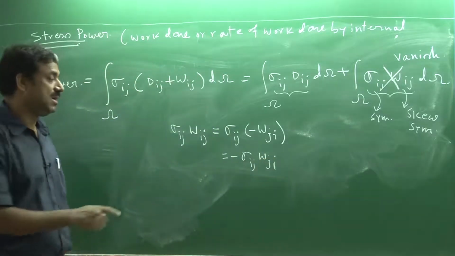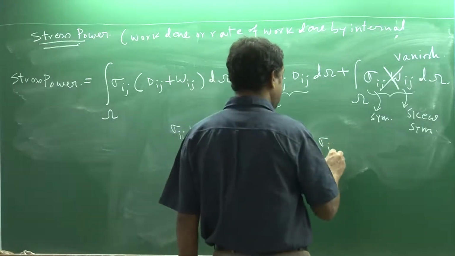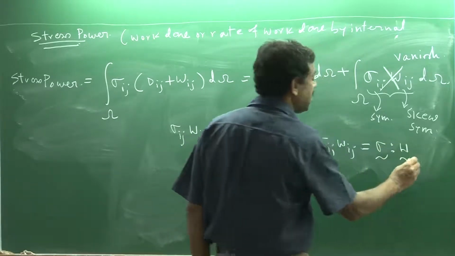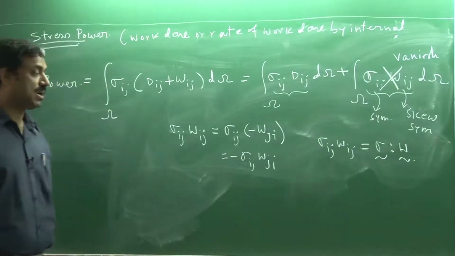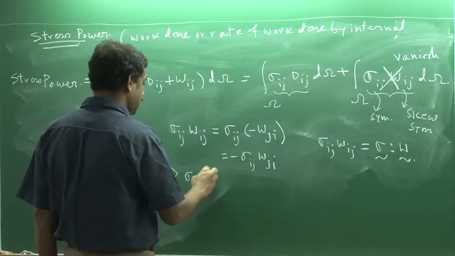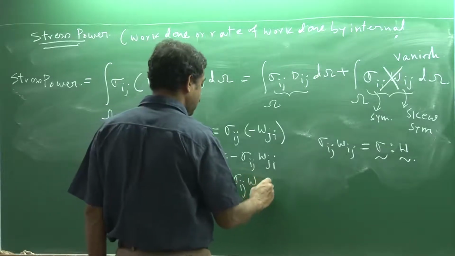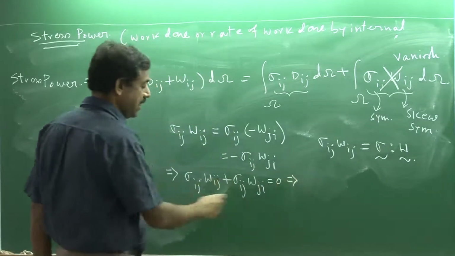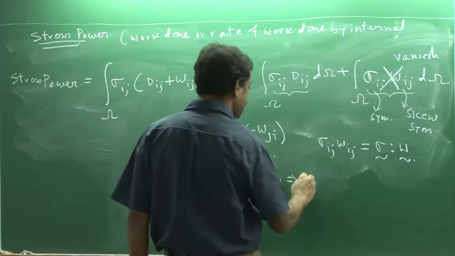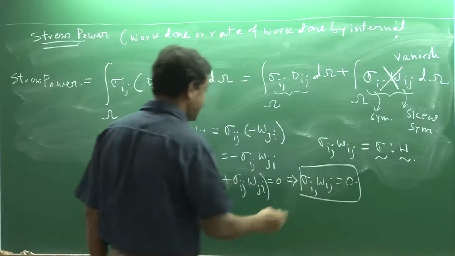Now, when you take the scalar product, this is nothing but a contraction operation. So, sigma_ij W_ij is a linear contraction operator: a two-tensor product to give a scalar. When you add the two, sigma_ij W_ij plus sigma_ij W_ji is 0. That means the whole product is 0. So, from here you can write that sigma_ij W_ij is basically 0. Understand that? Because of skew symmetry.